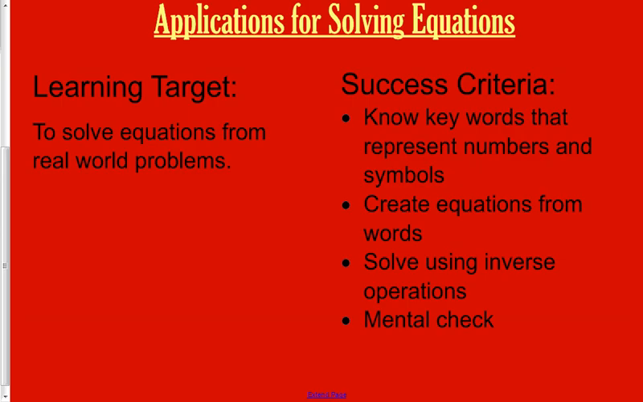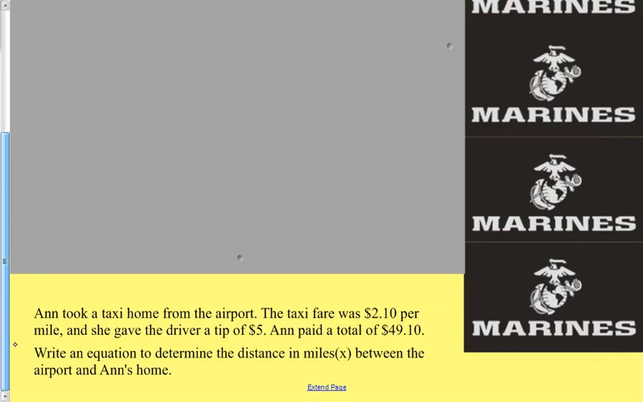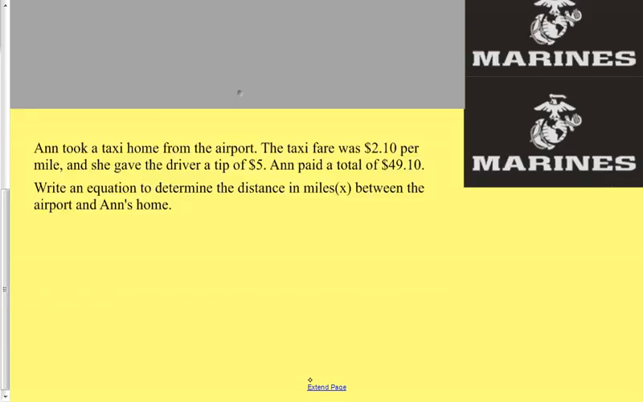So here's an example of what we're going to be doing today. Example like this, where it says, Anne took a taxi home from the airport. The taxi fare was $2.10 per mile, and she gave the driver a tip of $5. And Anne paid a total of $49.10. And the goal would be to write an equation to determine the distance that she traveled, to make that accurate to the total of $49.10.